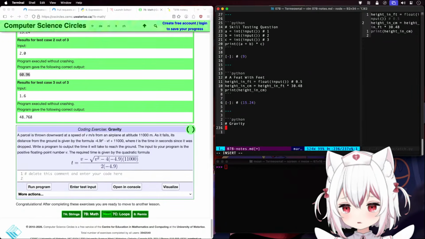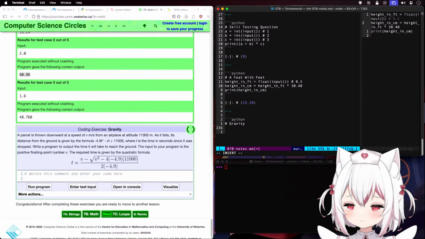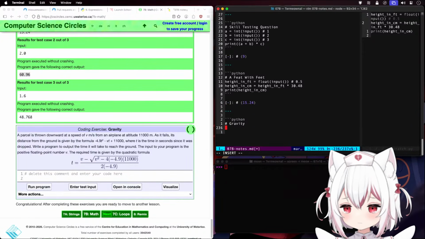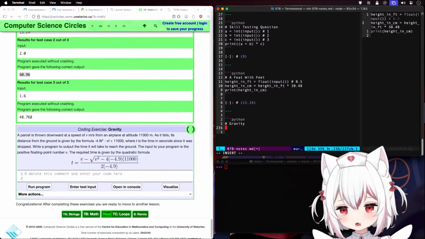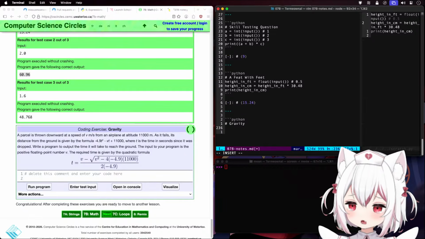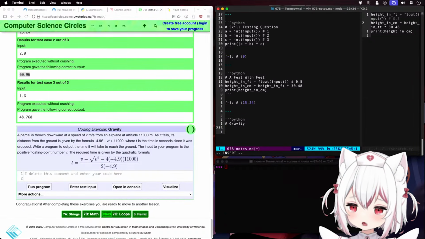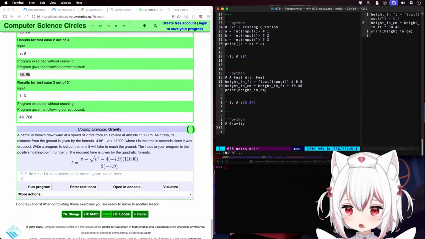The required time is given by the quadratic formula t equals v minus the square root of v squared minus 4 times negative 4.9 times 11,000 all over 2 times negative 4.9. Oh, I remember someone crashed out the first time I had to solve this because they didn't like how I wrote it.